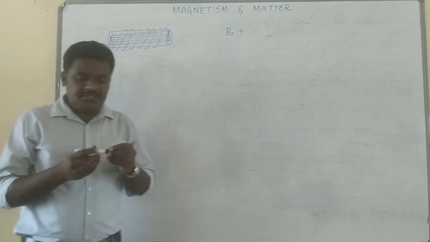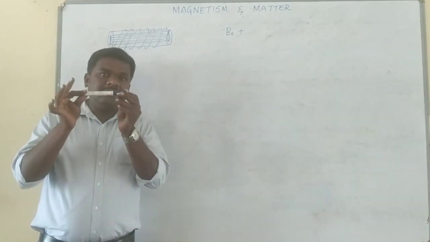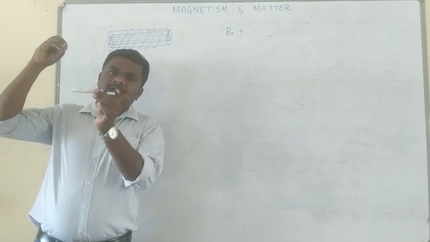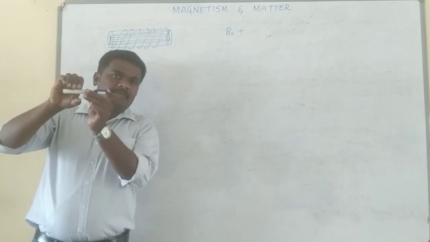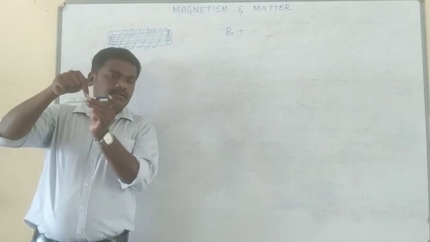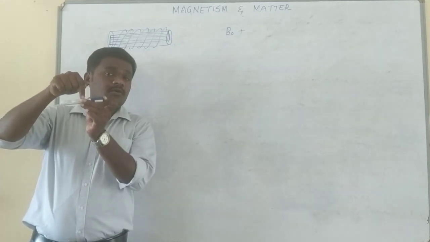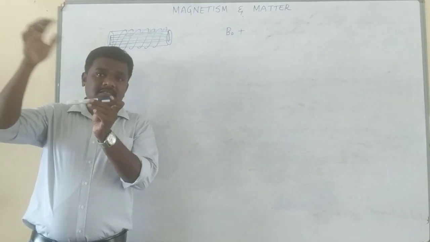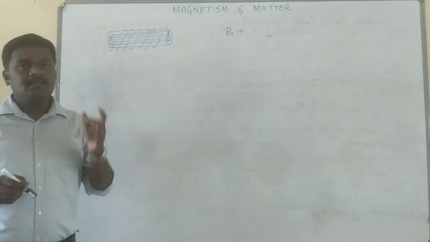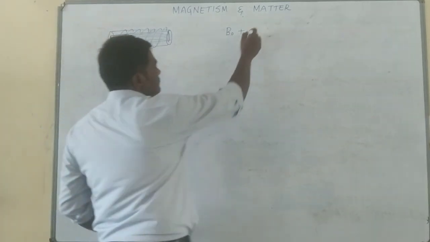Initially, assume this is a material placed inside the core of the solenoid. When you allow some current, the solenoid will start giving a magnetic field. That magnetic field will be deposited inside the material placed in the core. Again, because of the external magnetic field, this material will produce some extra field. That means there will be two kinds of field.